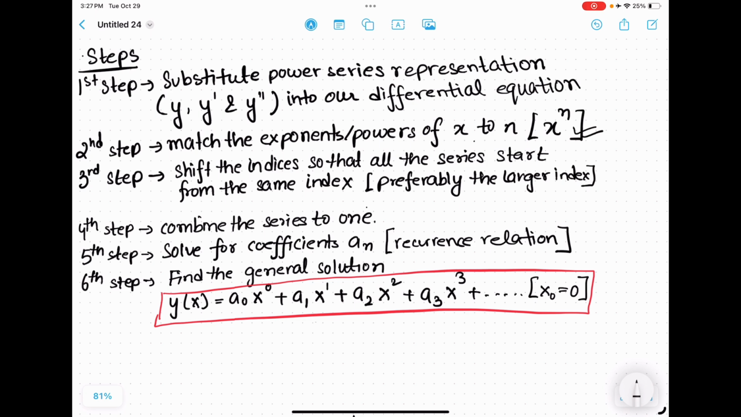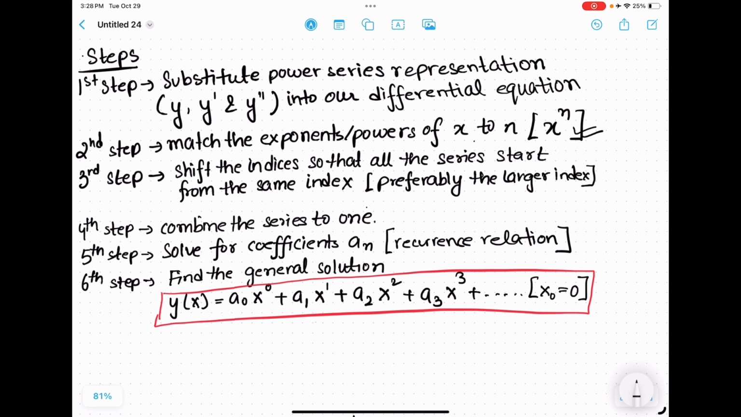Okay, and then like I said earlier, I will always keep the larger index, so the power series that has the largest index will stay as it is, and we will shift the indexes of the power series which has a smaller value. So the smaller starting index power series get shifted. Okay, and then we have our fourth step, which is combining the series into 1.